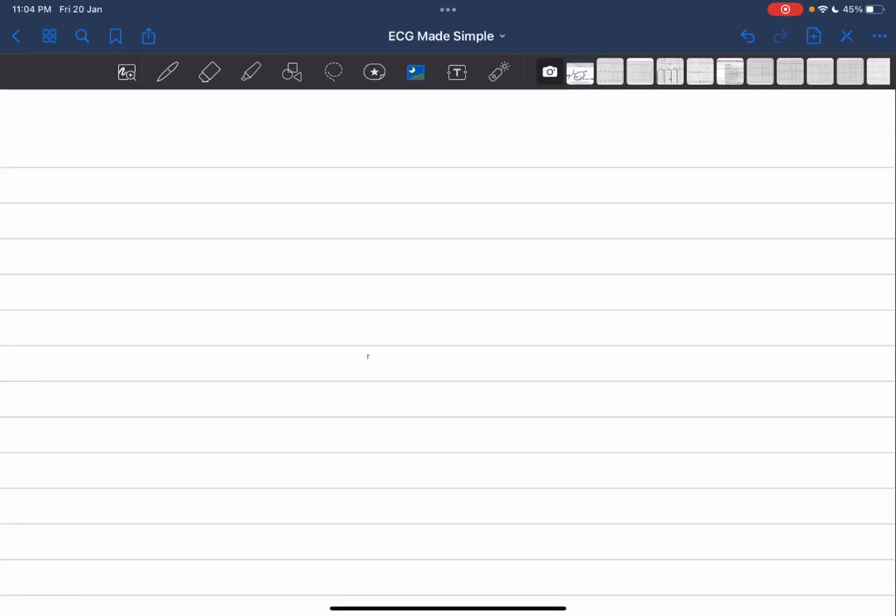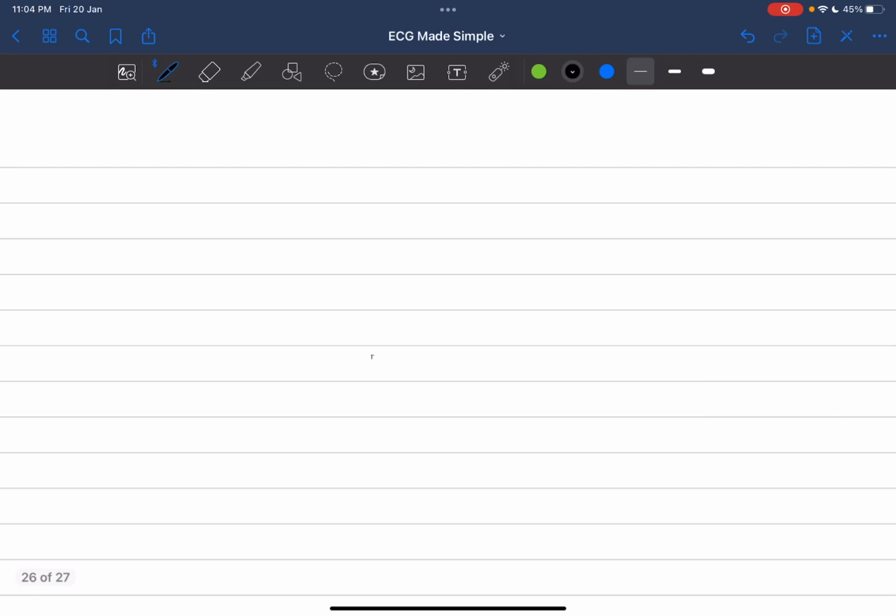Welcome back. Today, the topic of discussion will be about the fascicular block and the bundle branch blocks. So, we'll start with the simple fascicular blocks. As we all know, there are two types of fascicular block. One is the left anterior fascicular block, and the second one is the left posterior fascicular block.